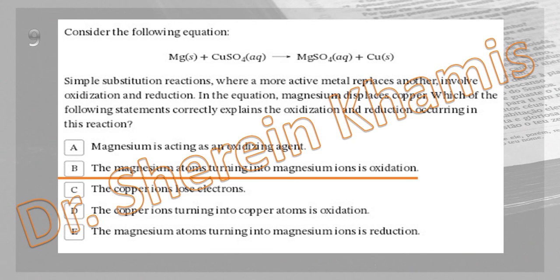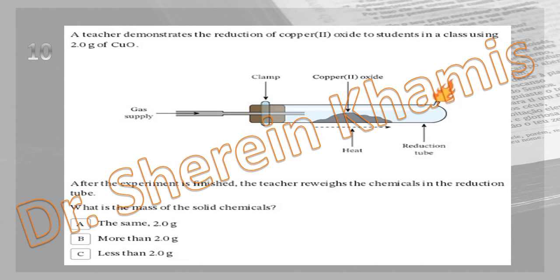Okay, let's go into the last question of our group today. We have question 10. Question 10 says that a teacher demonstrates the reduction of copper oxide. Okay, we have copper oxide. It will undergo reduction using 2 grams of copper oxide. After the experiment is finished, the teacher reweighs the chemicals in the reduction tube. What is the mass of the solid chemicals? We have here the solid copper oxide.